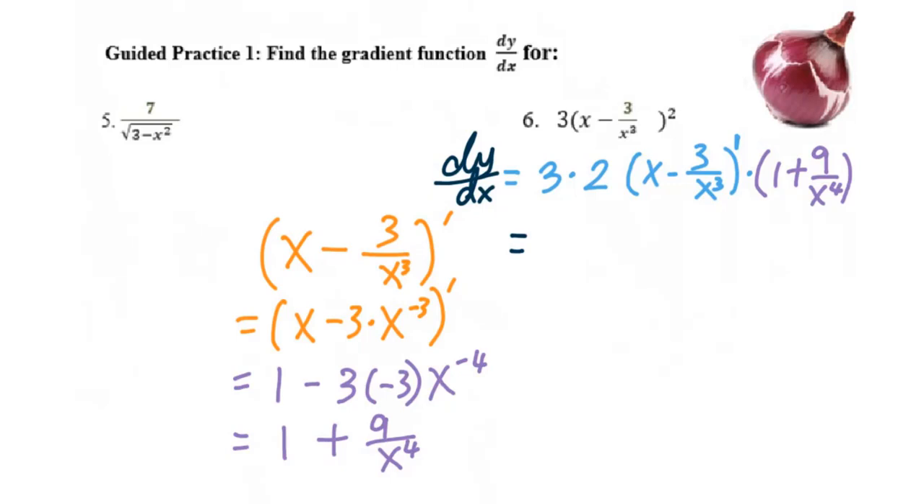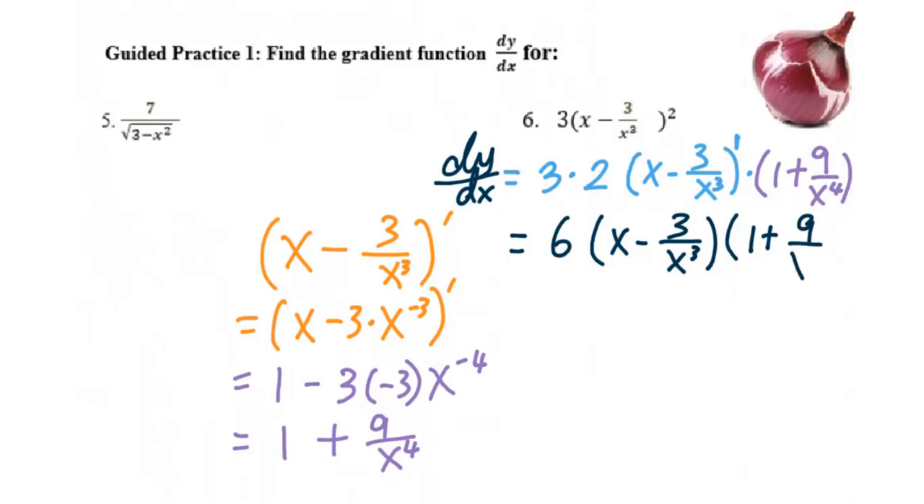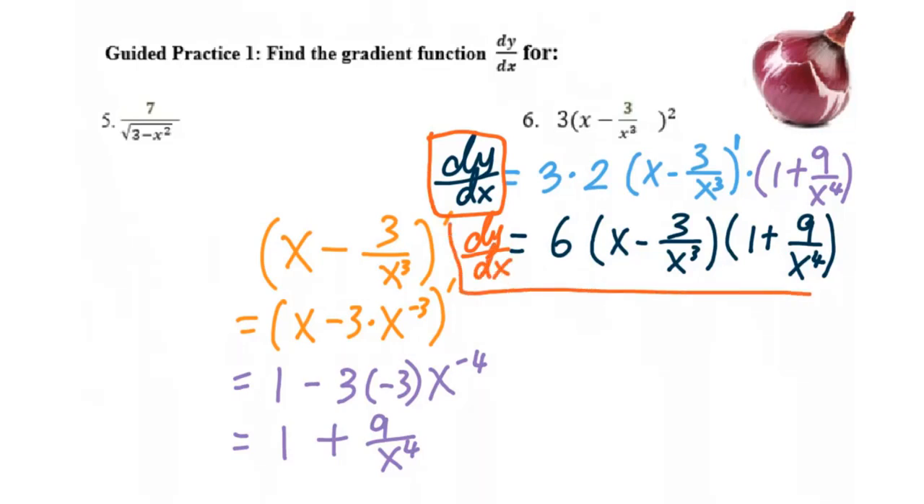It equals 6 times x minus 3 over x to the third power, times 1 plus 9 over x to the fourth power. Please do not forget this dy by dx. So I rewrite dy by dx equals this. You don't have to expand. Just leave it as it is.